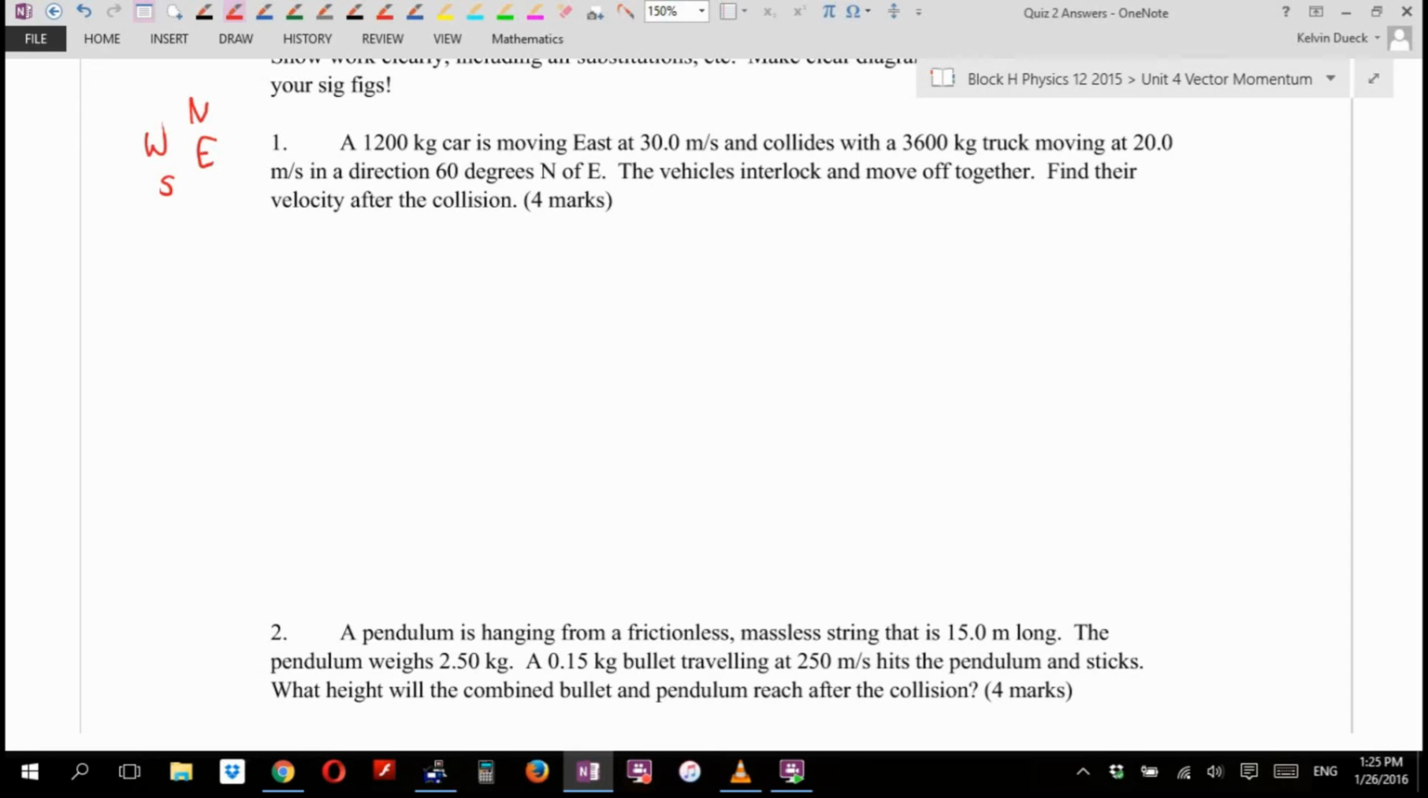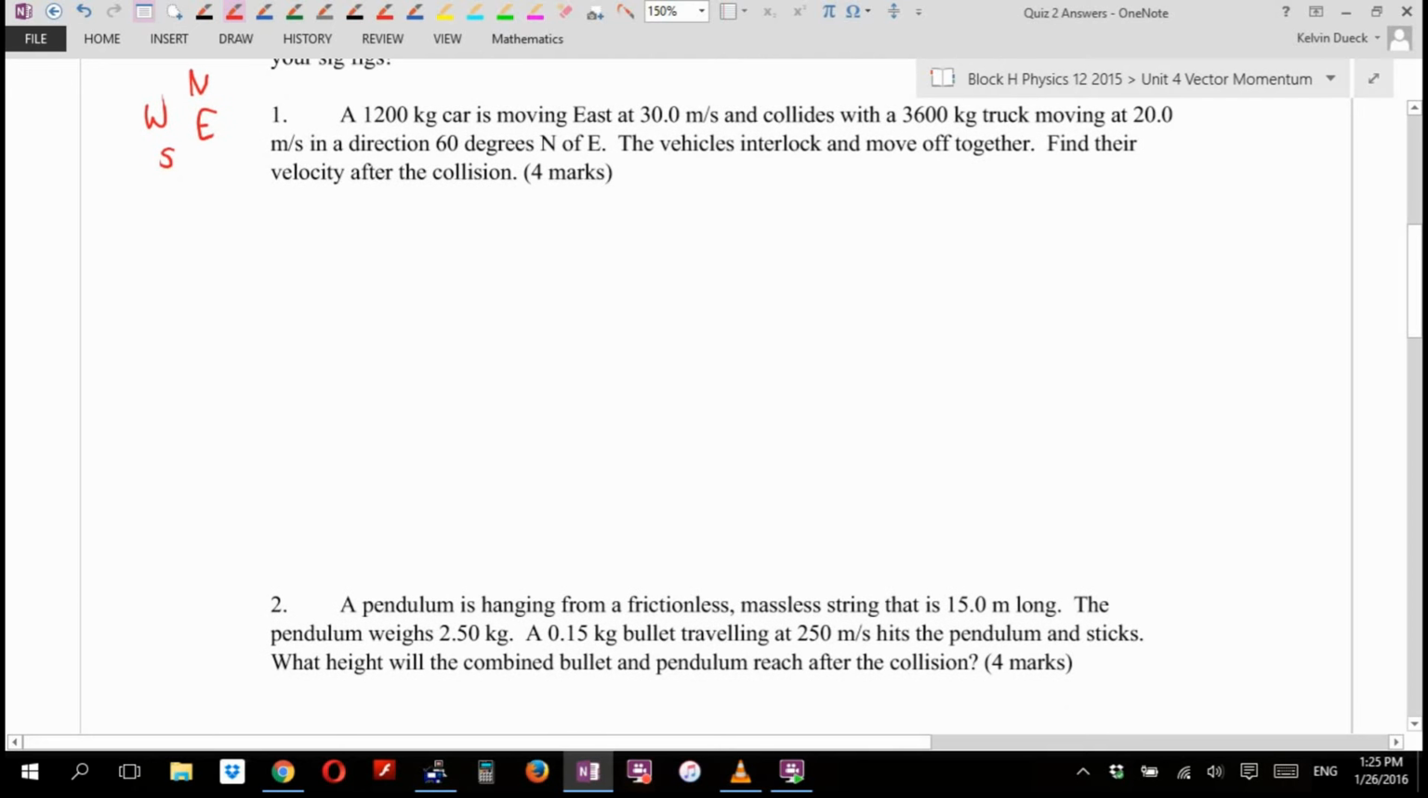The vehicles interlock and move off together. Find their velocity after the collision. Did I say collision? Why, this is a job for conservation of momentum. I'm going to call this mass 1. Car and truck, I'm going to call this mass C, and I'm going to call this mass T.